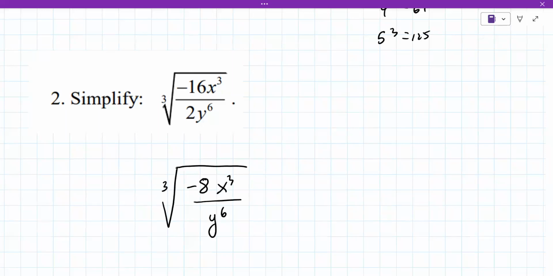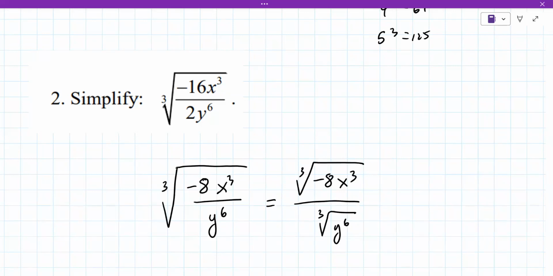All right. So for this problem here, you can take the cube root of the top and then the cube root of the bottom. So will you give that a try and see what you come up with? And don't worry about the negative. That'll come out as well, or you can just ignore it for now if you're not sure.